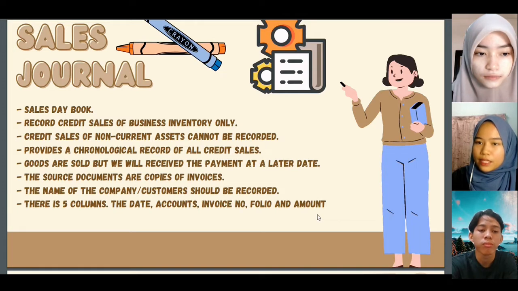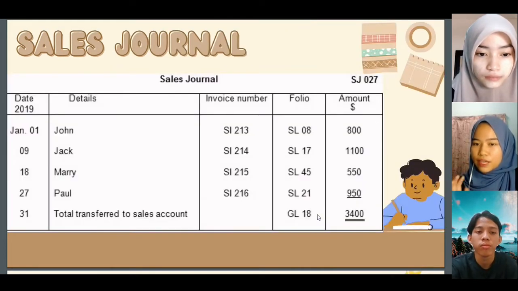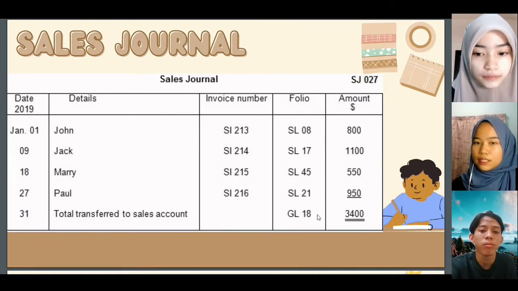The name of the company that is the customer from invoices issued by the business should be recorded and listed in the business sales journal. There are 5 columns. The first column is to put the date. Second column is the detail or account, that is to enter the company or customer's name, that is also known as account receivable. A column for invoice number.